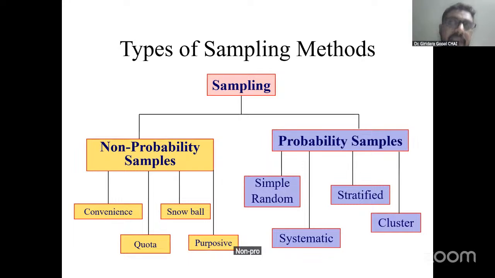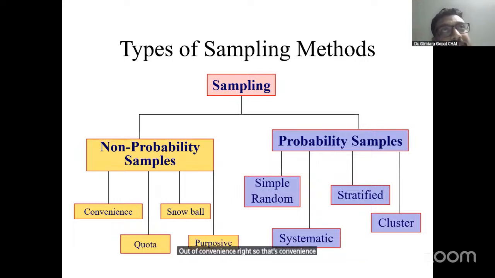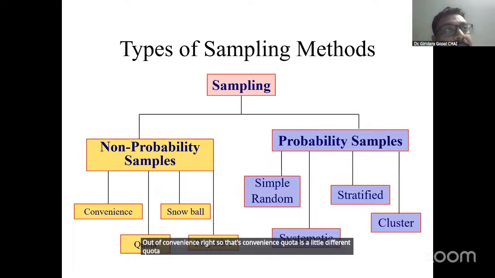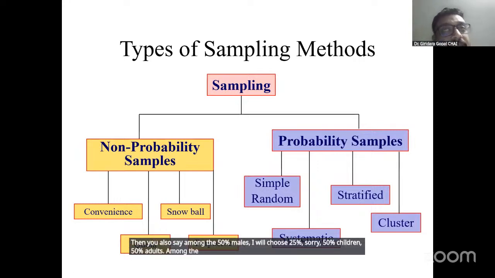Non-probability sampling includes convenience. As I said, I just get into a clinic and interview the first 10 people who come to the clinic, trying to understand the knowledge of the individual about a disease. You just do it out of convenience. Quota is a little different. You define, in my sample, I will choose 50% males and 50% females. Then among the males, I will choose 50% children and 50% adults. Among the females, again 50% children and 50% adults. So you already define it.